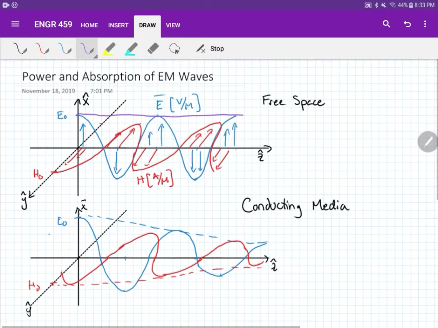So now we're going to start off by defining power for electromagnetic fields. The electric field has units of volts per meter, and the magnetic field has units of amps per meter. And we know that because power is voltage times current, it has units of volts times amps, which is units of watts. So we will use this concept to derive a power equation.